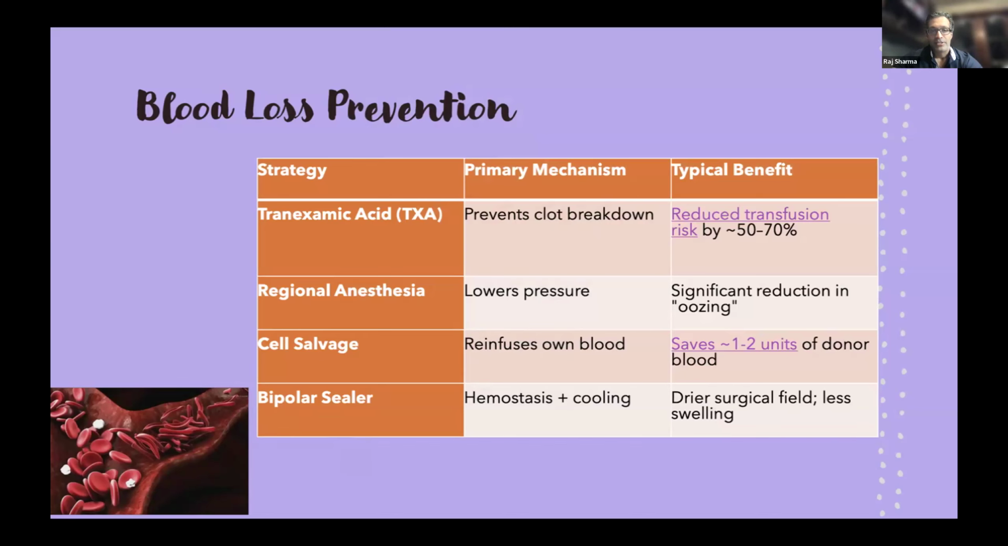Regional anesthesia, just like I mentioned, spinal anesthetics reduce blood pressure, so hypotension, which allows reduction in bleeding. You can use a cell saver, especially if you're predicting high blood loss and more complex revision type cases. You can use this blood and give it back to the patient. And then bipolar sealers, these are like the Aquamantys, rarely used due to extremely high cost.